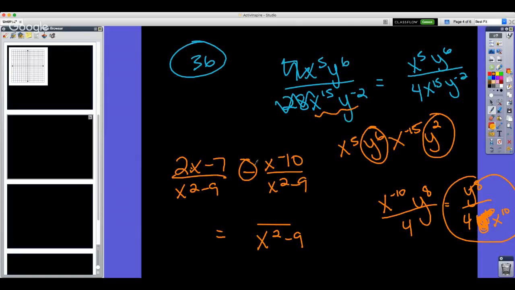Now, what happens with this negative? Don't you got to distribute it? So it'd be negative x plus 2. Good, so we have 2x minus 7 minus x plus 10, right? Now, once I simplify that, what would I get? Well, you get x.